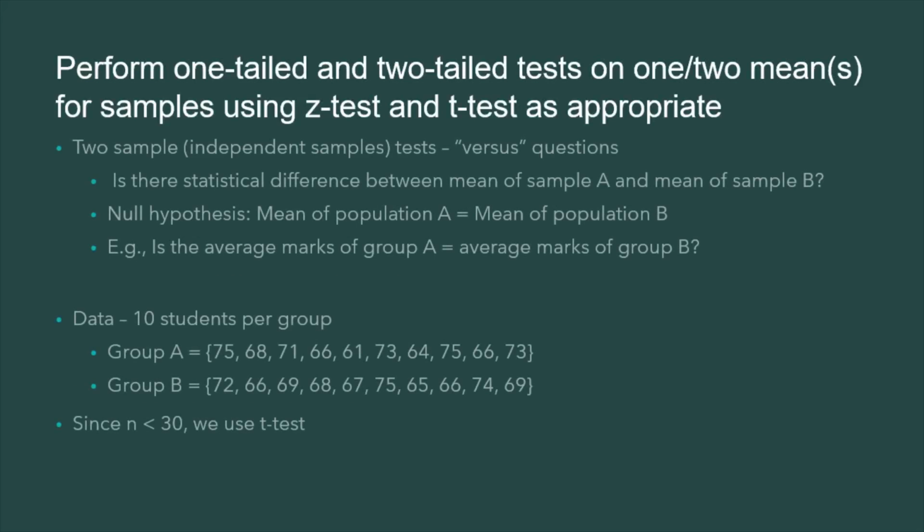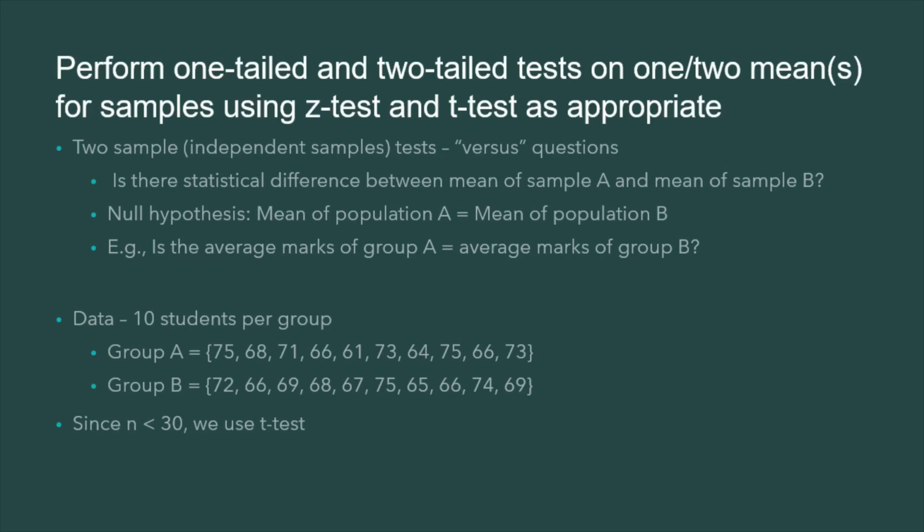Next, we come to two samples test, which I call the versus question. There are two types of two samples test. Statistically, we call them independent samples test or dependent samples test. Here, we look at independent samples test first. Versus question basically means A versus B. Is there statistical difference between the mean of sample A and the mean of sample B?